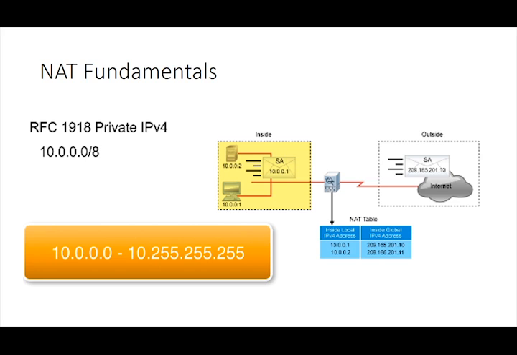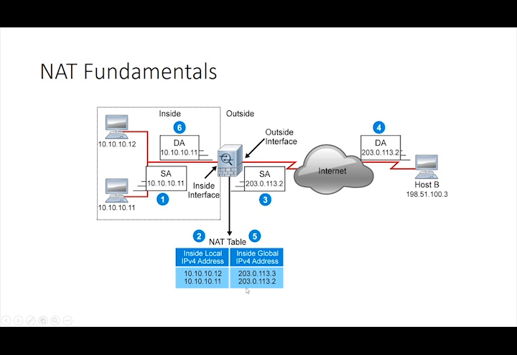This figure illustrates an ASA that is translating the source address as the packet is forwarded from the inside to the outside and reversing that translation on the reply that returns. The steps taken are as follows. Host 10.10.10.11 sends a packet to host B. The ASA receives the packet and checks its NAT table.